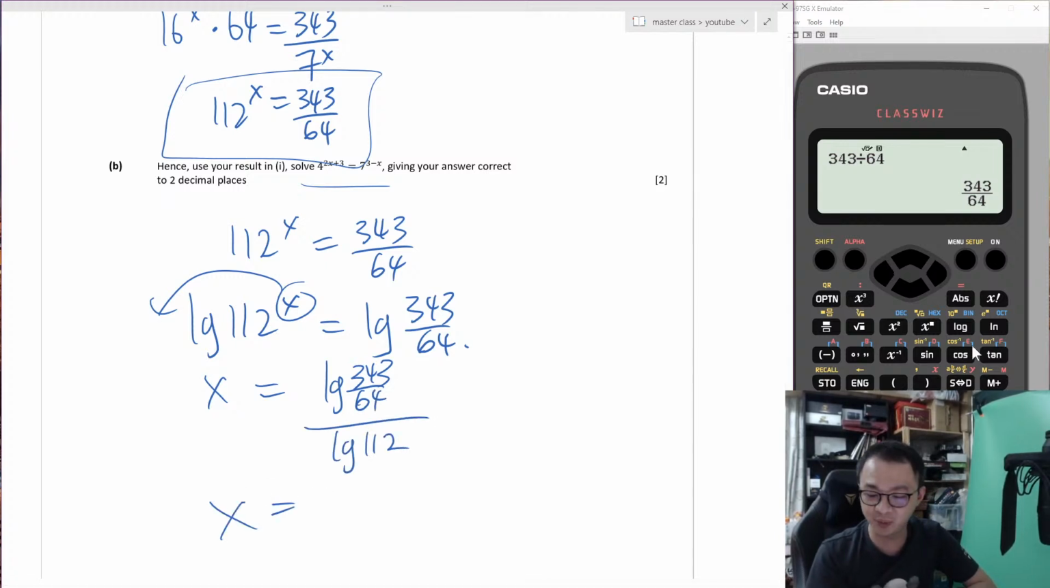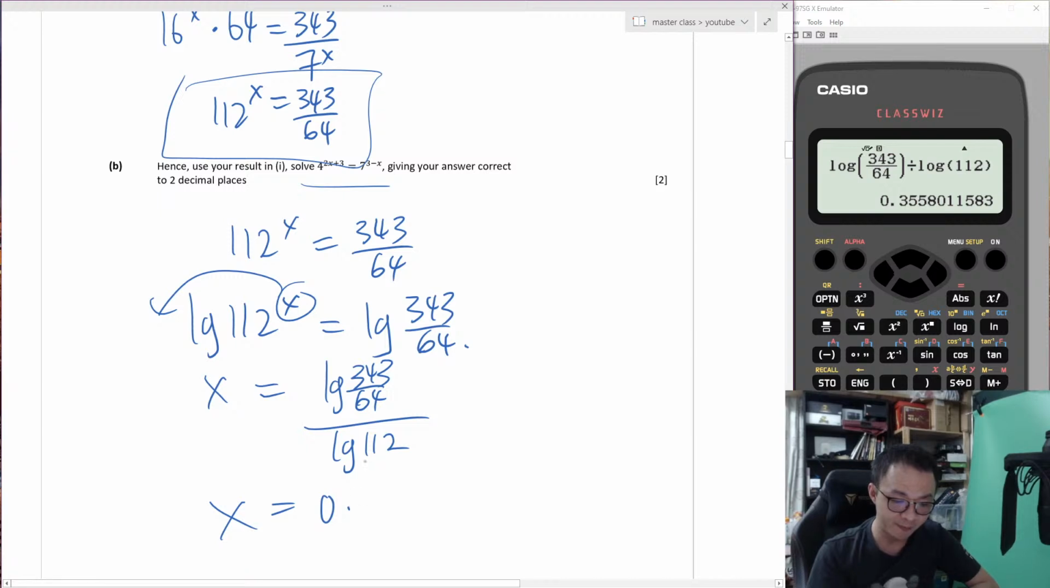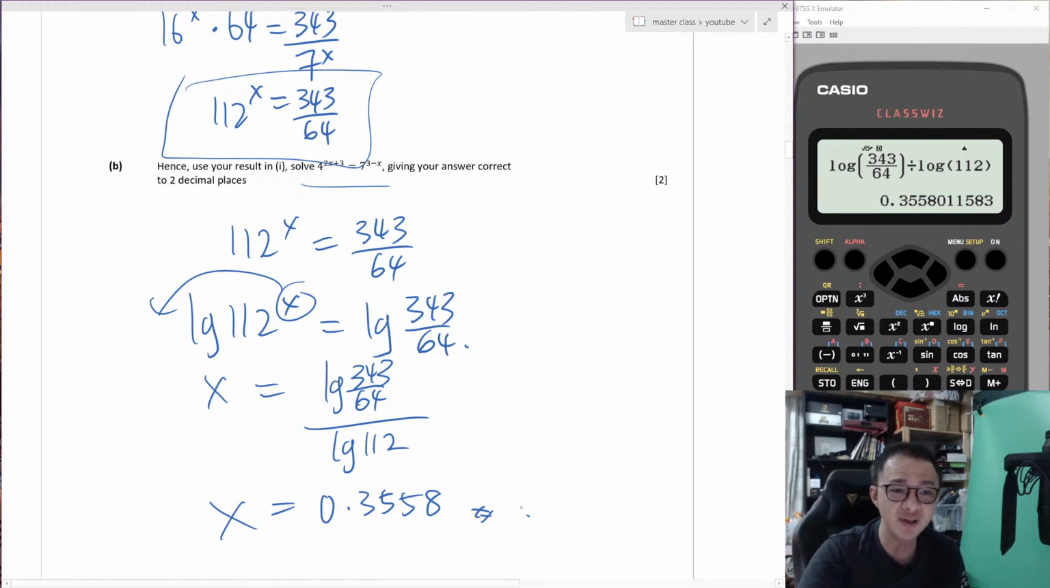Alright, then here you should be able to type it in the calculator. Log 112 divided by log 343 over 64. Okay, 0.3558. Okay, this is the answer. Simple question, so I'll just move on.